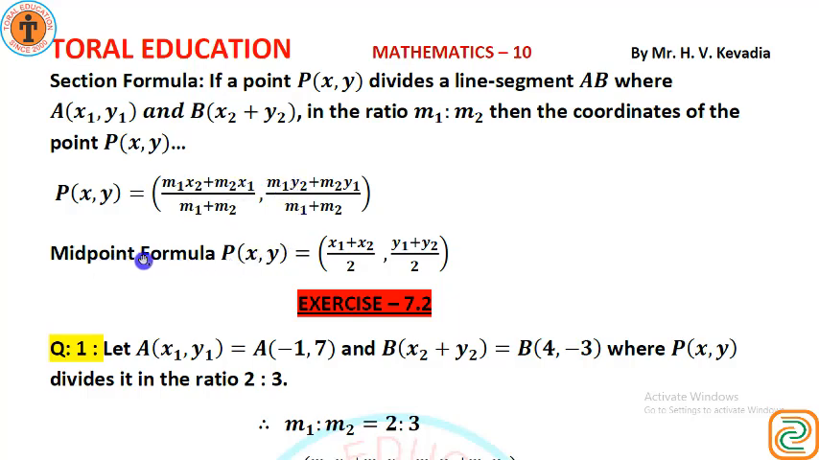Look, this is the midpoint formula. If a line segment AB is divided by P into two equal parts, then we can say (x1 + x2) upon 2 and (y1 + y2) upon 2 is the midpoint of line segment AB.